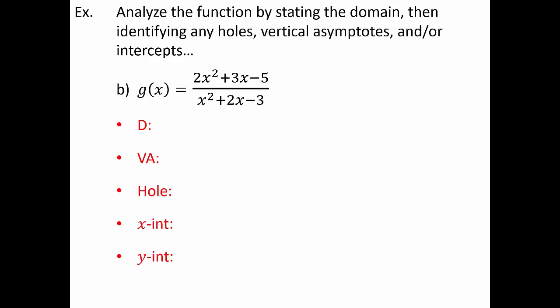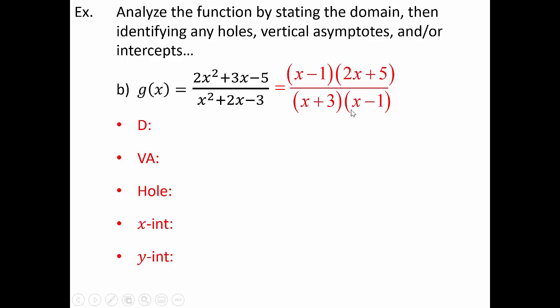Just like before, we're going to start by factoring everything out. Hopefully that wasn't an issue. Top factors this way, bottom factors that way. Domain restrictions are based on the denominator. Negative 3 and positive 1 are my restrictions, so all real numbers. X cannot equal negative 3 and 1.